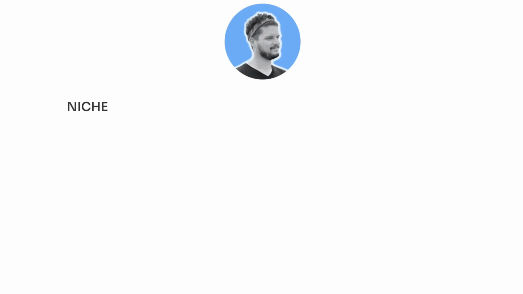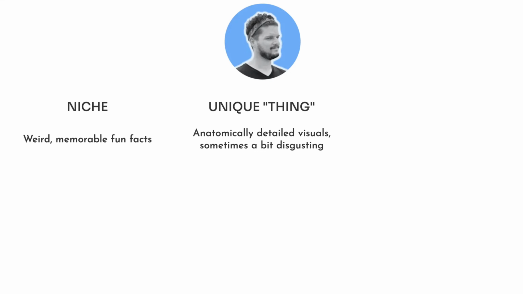For example, if we're talking about Zack Films, here's how I'd break it down. Interesting niche: weird, memorable fun facts. His thing: anatomically detailed visuals, sometimes a bit disgusting. His style: clean 3D animation. And from that you can create something similar, but still totally yours.